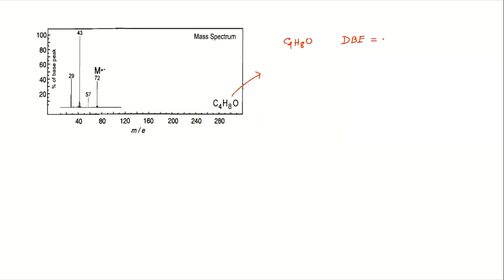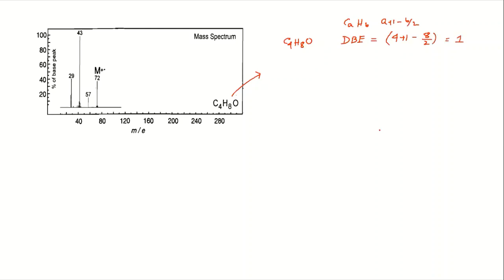Double bond equivalence: for CaHb, this formula you have to bring. So a is 4, so a plus 1 minus b by 2, that is 4 plus 1 minus 8 by 2. Right? So that means you have 1.